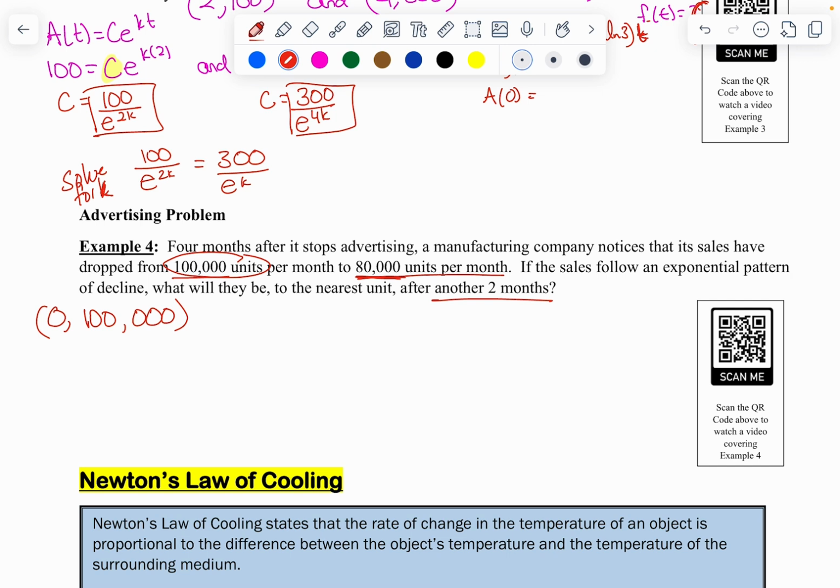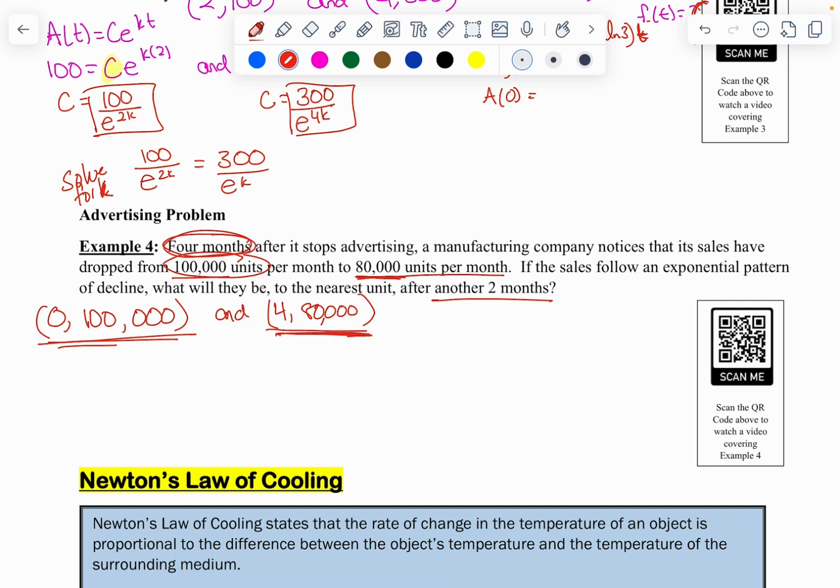When did the 80,000 happen? Well, it says right here, at 4 months, they were selling 80,000 units per month. So this one will help you solve for C, and then this one will help you solve for K.